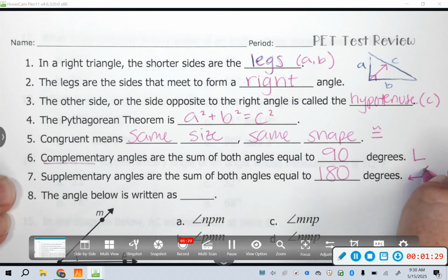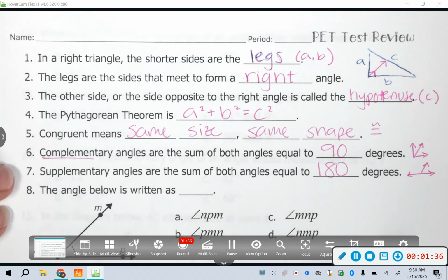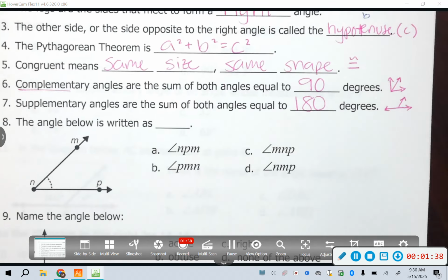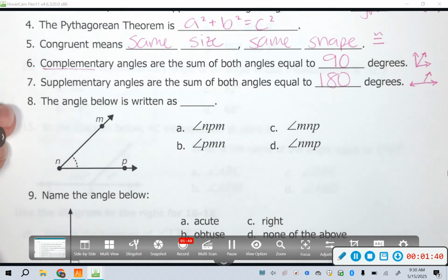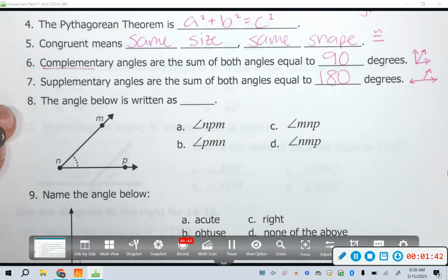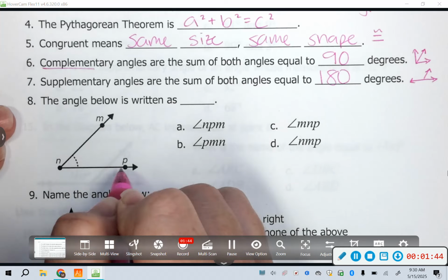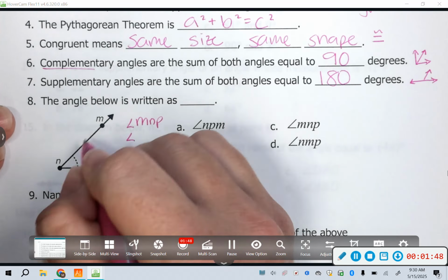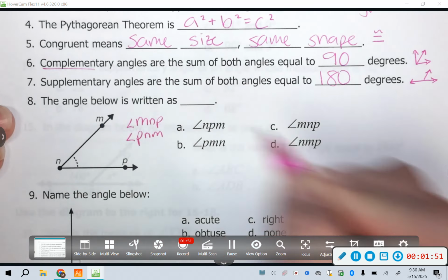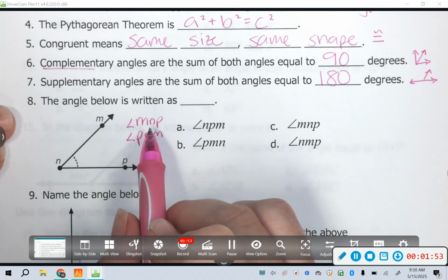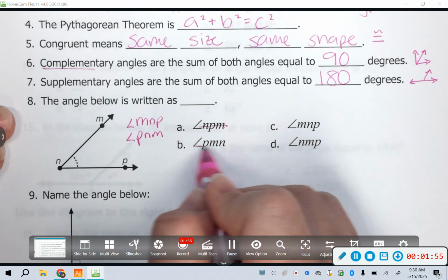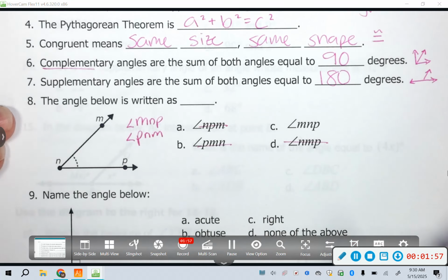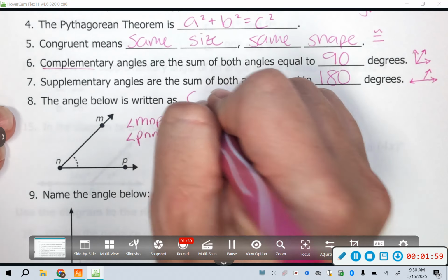So this is what supplementary looks like, and this is what a complementary looks like. So now we're getting into the real math. The angle below is written as, so this is naming our angle. It could be MNP, or it could be PNM. So if we look, N is in the middle. This one doesn't have N in the middle, this one doesn't, this one doesn't, so it has to be C.